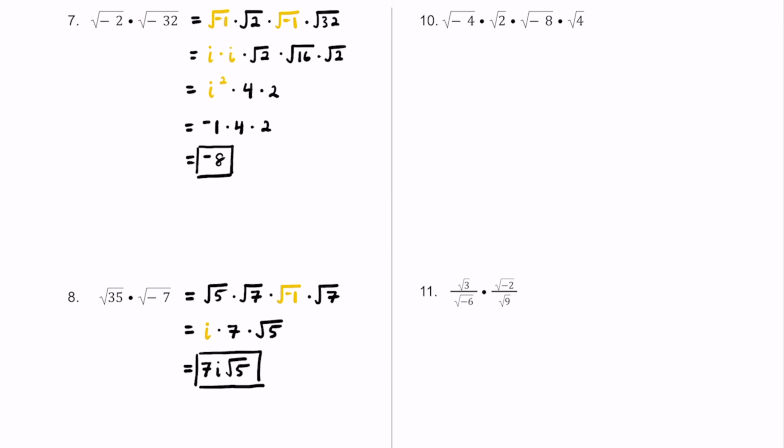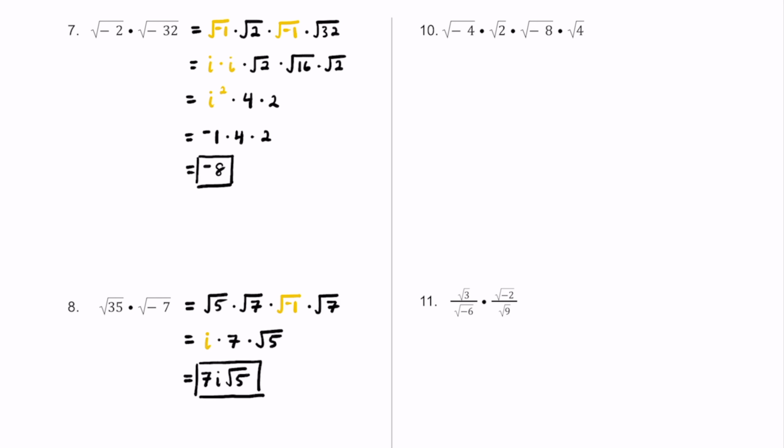Here's number 10. For number 10, let's go ahead and break this up, this square root of negative 4. We can write the square root of negative 1 multiplied by the square root of a positive 4. We'll keep this root 2 alone for now.